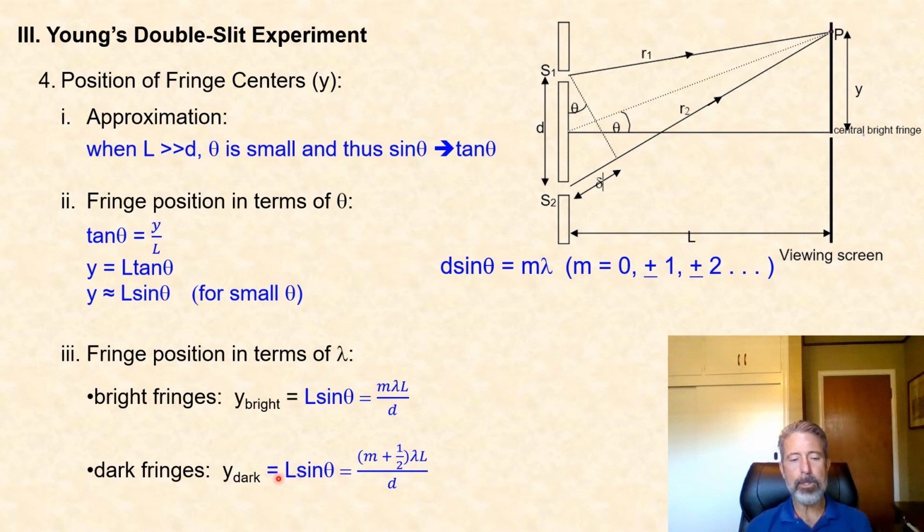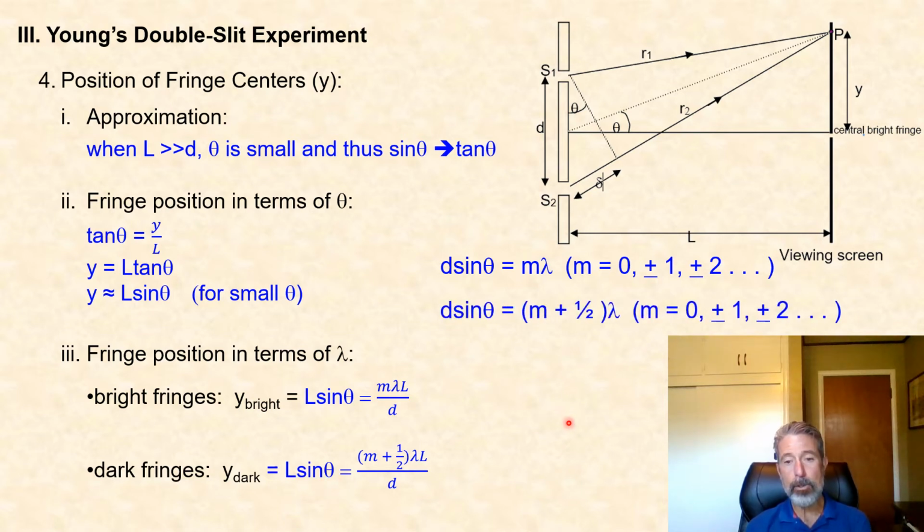Their positions are identified by L sine theta, where, using our condition for destructive interference, sine theta is equal to (m plus 1/2) lambda over d. When we substitute that in here, we can locate the position of the dark fringes on the viewing screen on either side of the central bright fringe, that central maximum, using this equation.